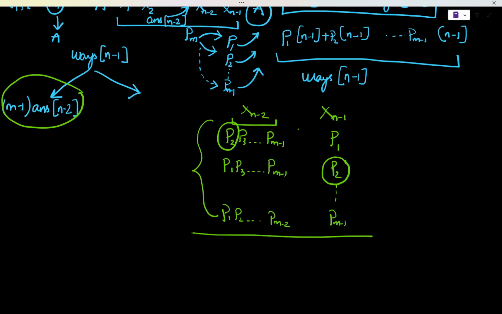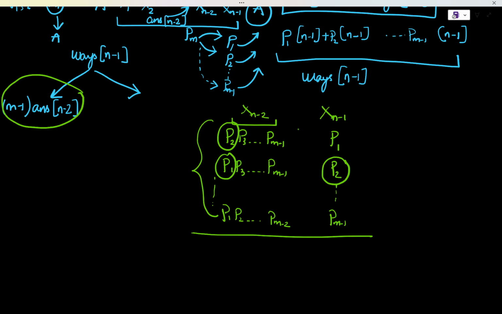So P2 will be present how many times? m-2 times. Similarly, you take P1. P1 will also be present m-2 times. P1 can pass the ball to P2, P3 up to Pm-1. Except himself, when P1 was at x of n-1, it will be present all the times. And same will be true for all the remaining.